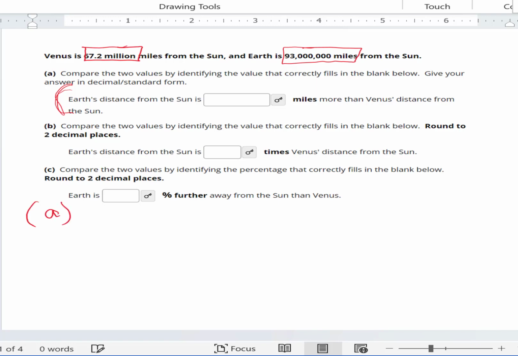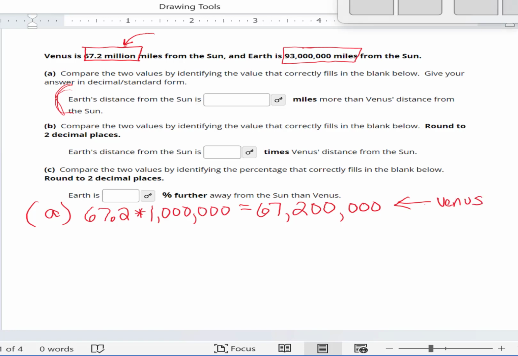First we have to make sure that the two numbers we're comparing are written in the same format. The Venus value is written in number word format, 67.2 and then the word million. If we want to, we could rewrite that value in standard form. I'm going to take 67.2 and multiply it times a million in order to rewrite it as a standard number. That means we move the decimal place 6 places to the right to get the value 67,200,000. This is Venus's distance from the Sun in miles.